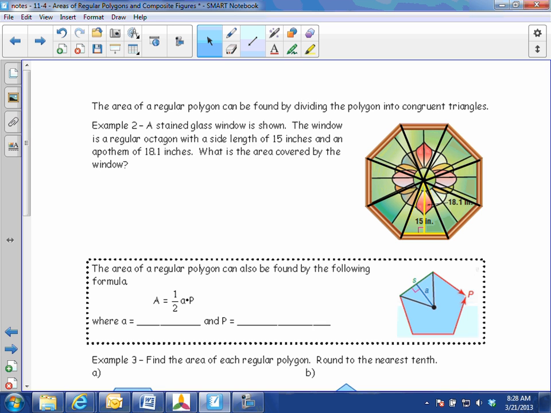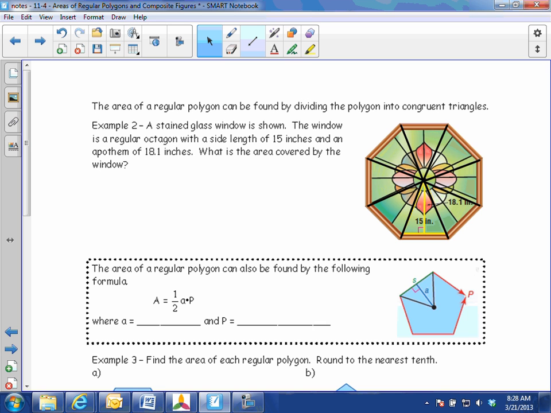How many congruent triangles are there? I don't know, there's too many lines, it's kind of confusing. 8. How do we know there's 8? You don't even have to really... 8 sides. 8 sides. Okay, so it says over here that the stained glass window is shown.